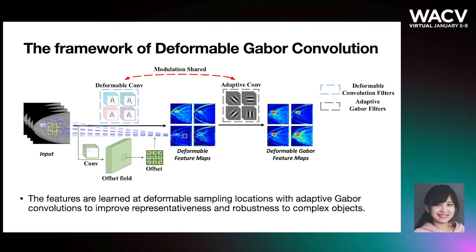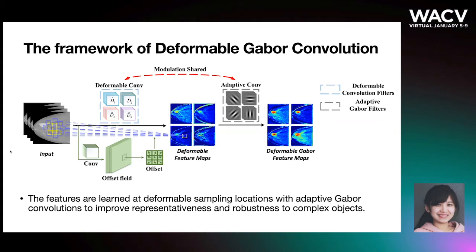As illustrated in the figure, deformable Gabor convolution includes deformable convolutions and adaptive Gabor convolutions that share the same modulation information. The deformable convolutions are endowed with local offset transforms to make the feature sampling locations learnable. The adaptive Gabor convolutions further facilitate the capture of visual properties such as spatial localization and orientation selectivity of the input objects, enhancing the generated deformable Gabor features with various dense transformations.